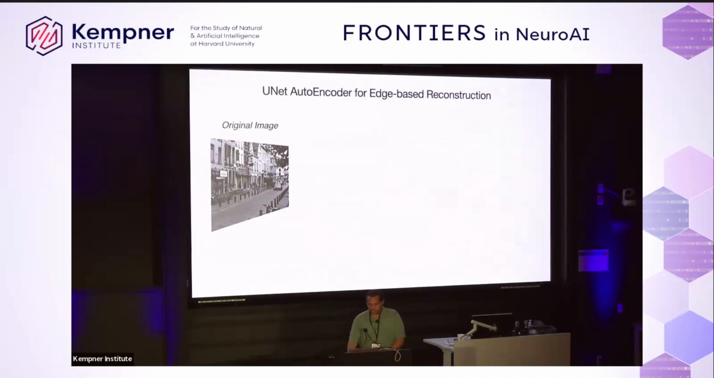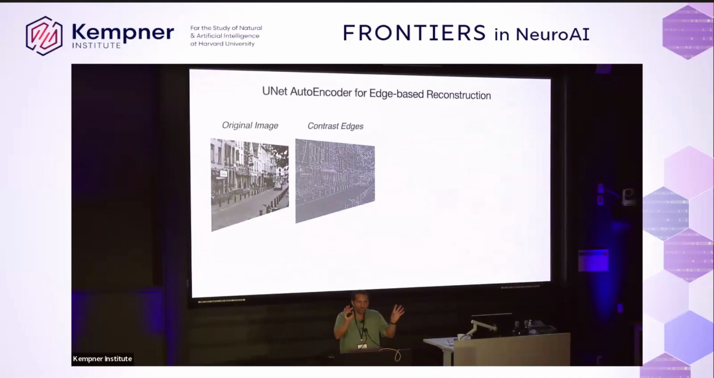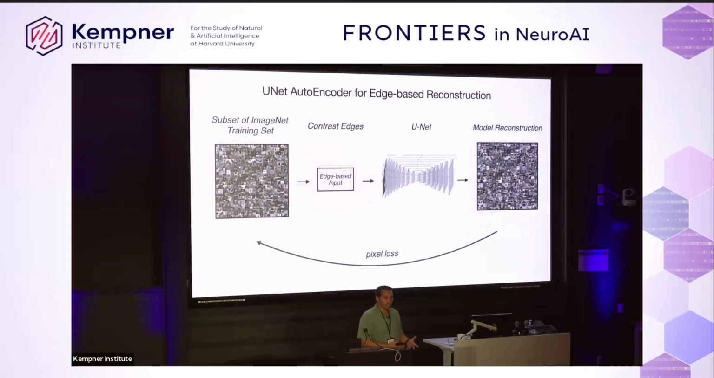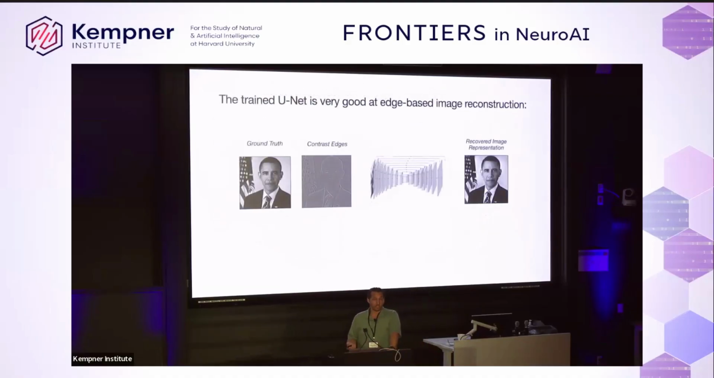So how do we do this? We take an image, we simulate that contrast response that your retina would have to the image, pass it into a U-Net, and have it reconstruct the original image. And we just use a direct pixel loss, because remember, our goal here is just to train a model that's competent at this task. And we do that with a bunch of ImageNet images, and lo and behold, you'll end up with a system that's pretty good at reconstructing from this edge-based representation a pretty good copy of the original.